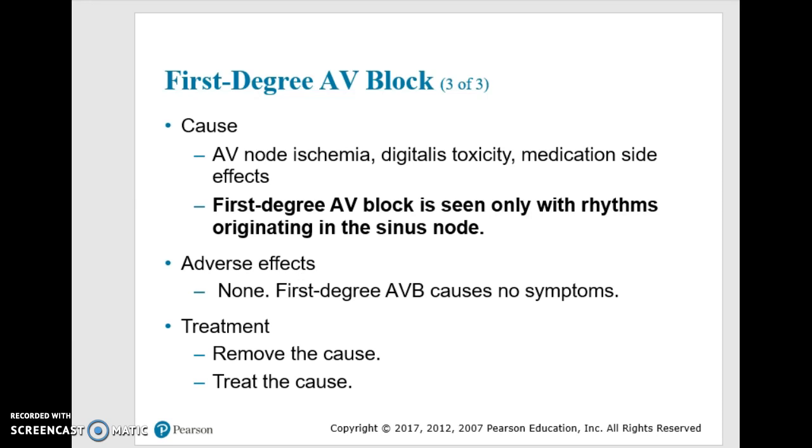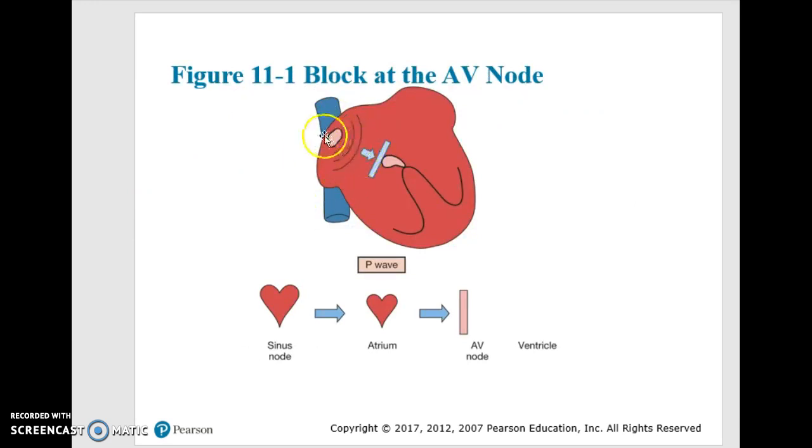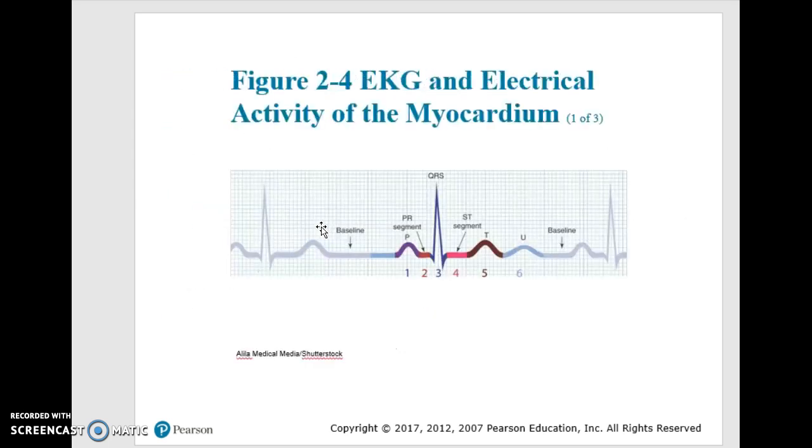So always remember that a first degree AV block has to come from a rhythm that is originated up here in the sinus node. If a lower pacemaker takes over, if the AV node or the ventricles take over as the pacemaker, you're not going to see a first degree AV block, because a first degree AV block happens in this area because this impulse that's originated here is slowed down. So if this pacemaker or the ventricles take over, you're not going to see a first degree AV block, because you're not going to have a P wave painted on the EKG strip to measure an accurate PR interval.